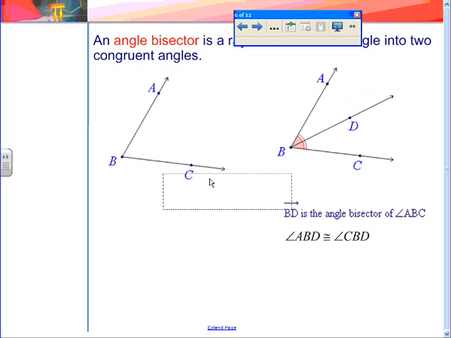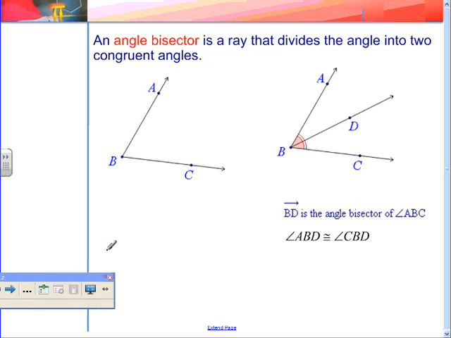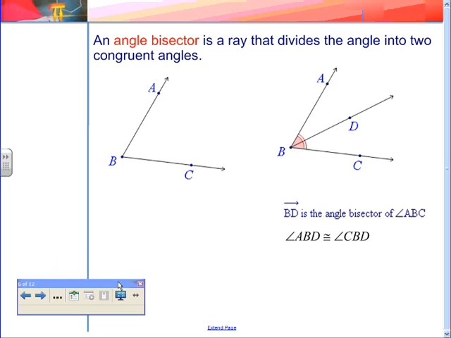All right. An angle bisector is a ray that divides an angle into two congruent angles. So bisecting is just like cutting something in half, right? So here we have angle ABC, and then we're going to create an angle bisector. So I'm looking for a ray that's going to cut that angle in half. And you can see in the other picture, it goes right through the middle of the angle.